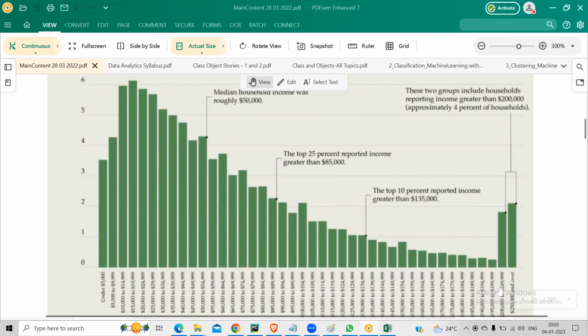But you see, suddenly what happened? The last two groups, you see, they're very high. These are maybe super duper rich guys, the owners of Microsoft, Google, and things like that. Okay, Tesla and Facebook and these guys. So there are many households that have very high incomes.